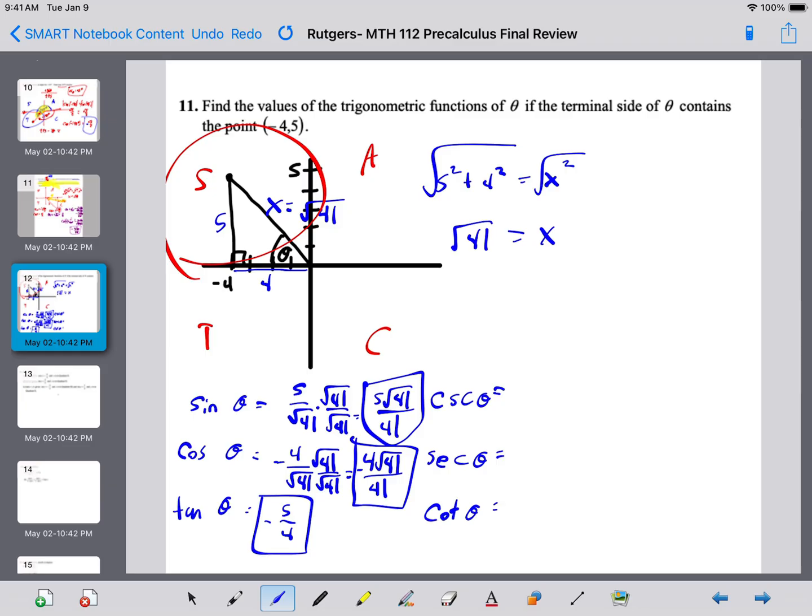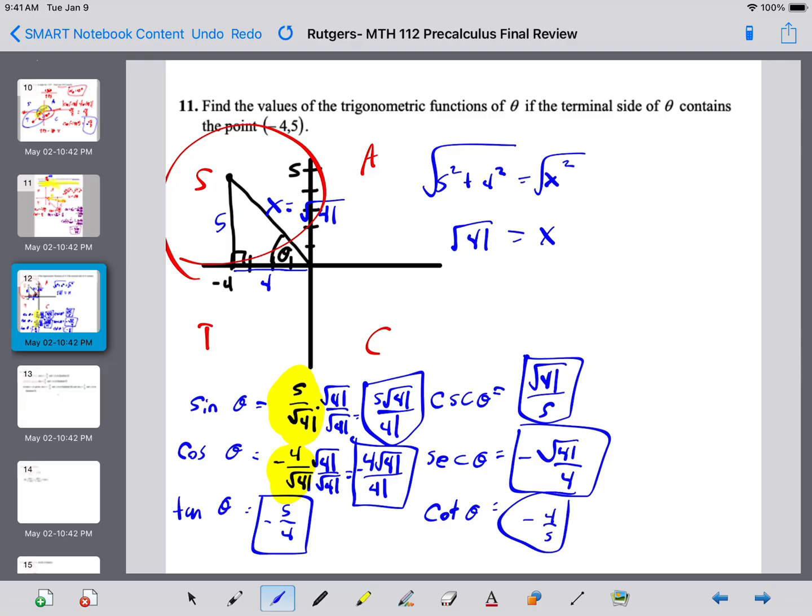Now cosecant is the reciprocal of sine. Remember what sine was before we rationalized? We could just do the reciprocal of that. That way we don't have a radical in our denominator and then have to rationalize. So for secant, it would be negative square root of 41 over 4. And then for cotangent, it would be negative 4 over 5. Right?